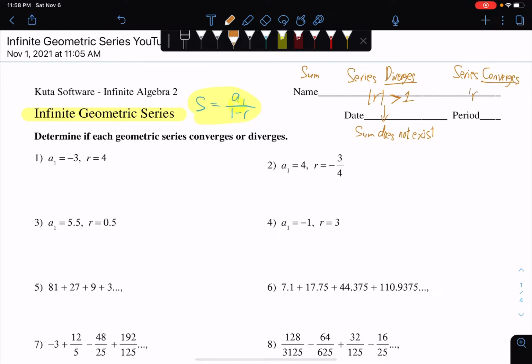So the common ratio with absolute value is less than 1. In that case, we can find the sum. So those are the things that we have to know before we start. Let's start. Determine if each geometric series converges or diverges. So just what we discussed a few seconds ago.